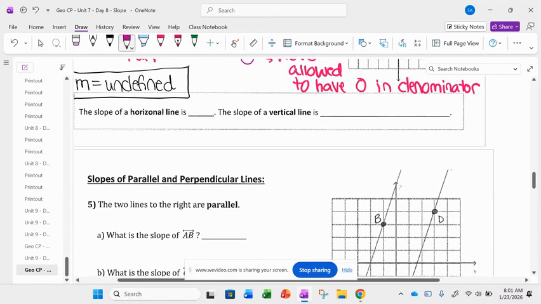Okay, so let's sum this up. The slope of a horizontal line is 0. The slope of a vertical line is undefined.